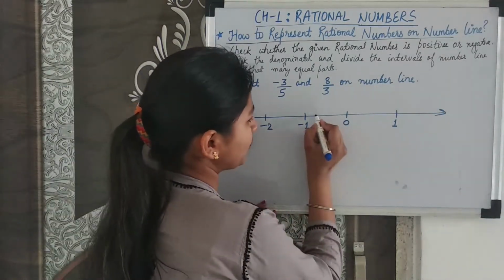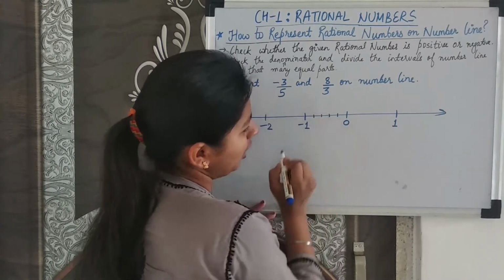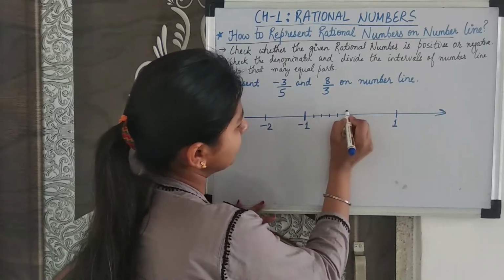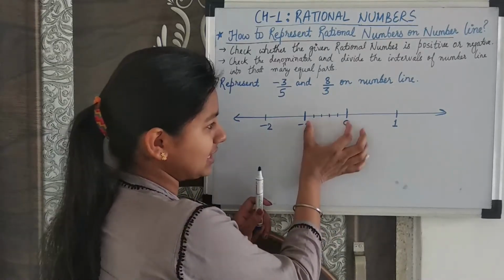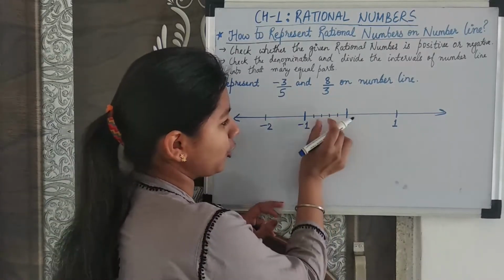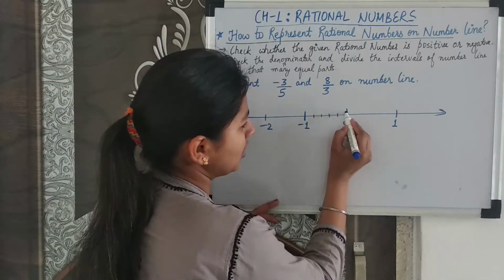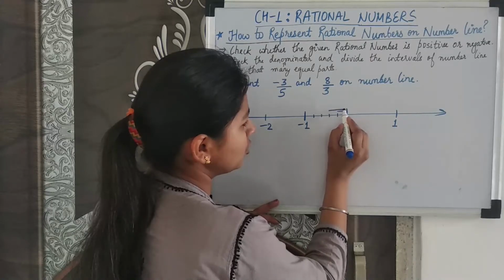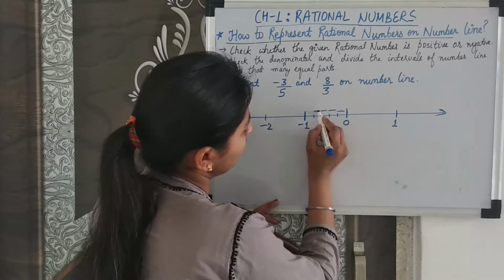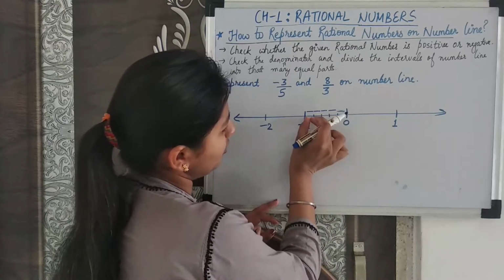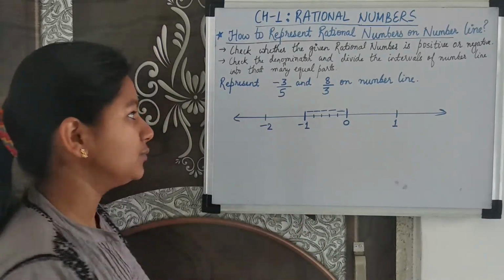You can see like 1, 2, 3 and 4. I have drawn only 4 lines in between. But you can see these are 5 parts. These 4 lines are dividing this whole interval into 5 equal parts. You can see how. This is 1, then 2, 3, 4 and 5. So these are 5 equal parts in this 0 and -1 interval.